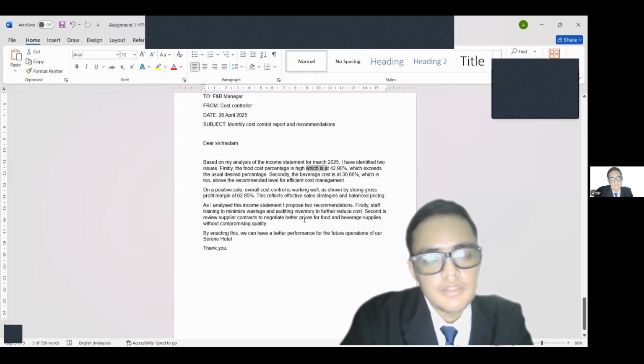I recommend that we train our staff to minimize wastage and audit inventory to further reduce costs, so that we do not lose on overcooking, wastage, and overpouring. And also, the second is we have to review supplier contracts because there might be a better price for food and beverage supply without compromising quality, or maybe we have to change supplier altogether. By enacting this, we can have a better performance for the future operation of our Serene Hotel.